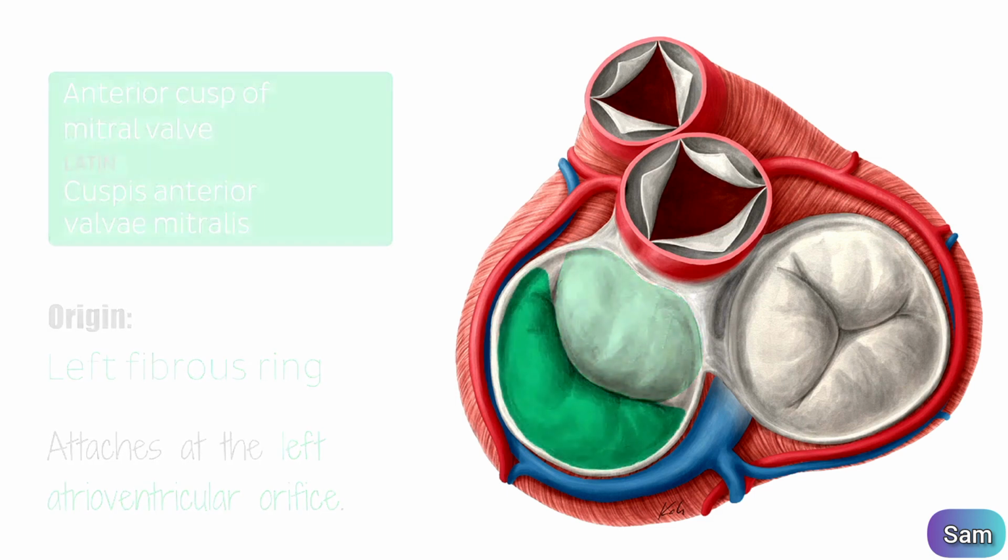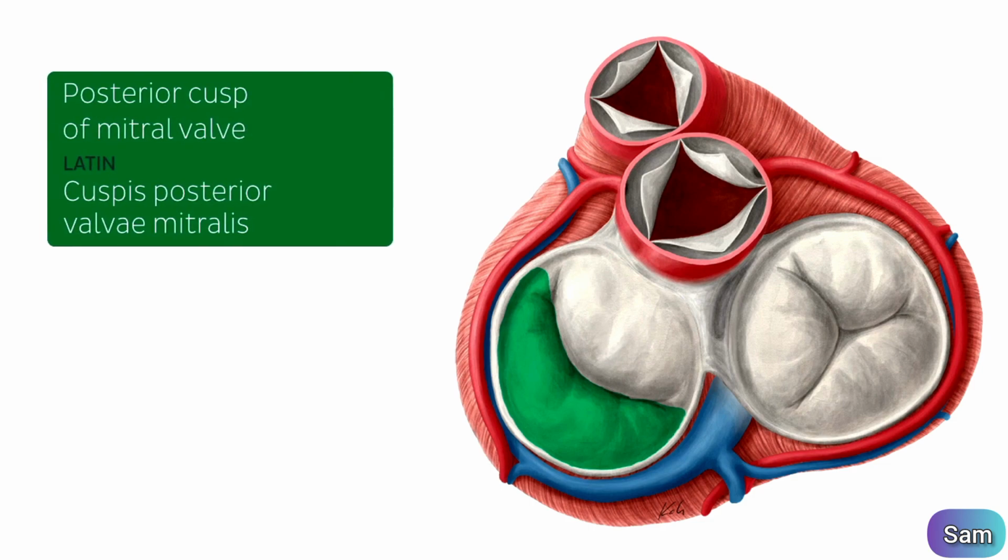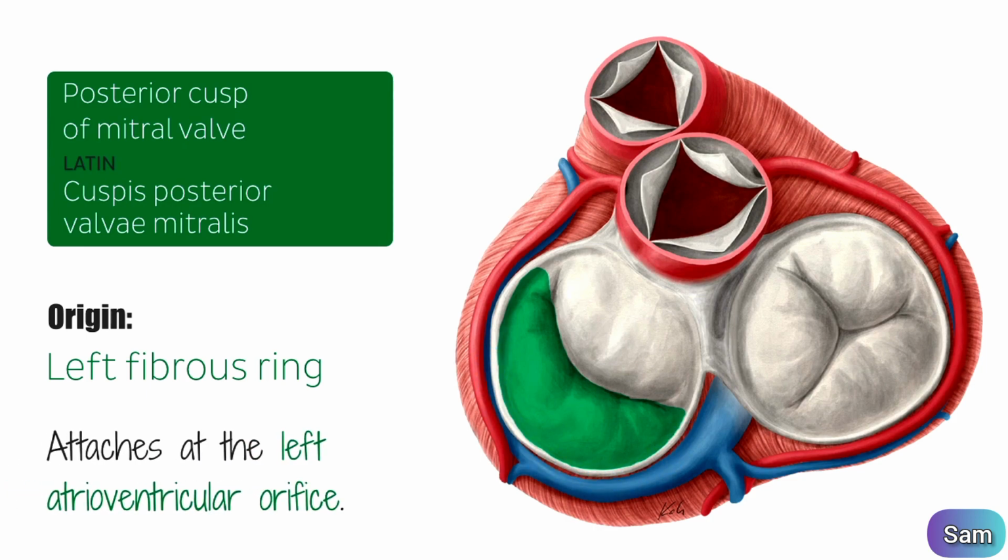Posteriorly, we're going to be highlighting now the posterior cusp of the mitral valve. Now, this second cusp of the mitral valve is placed dorsally and is smaller than the anterior cusp. It originates dorsolaterally from the left fibrous ring, as you can see here, this rim, and attaches to the mural aspect of the atrioventricular orifice via the heartstrings.